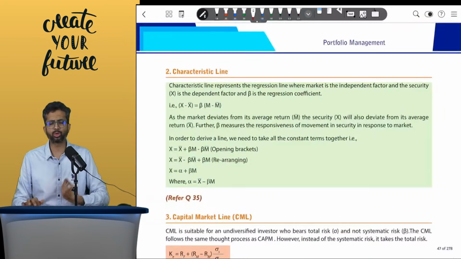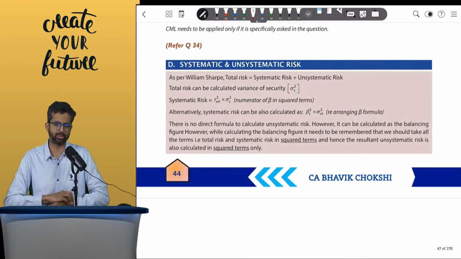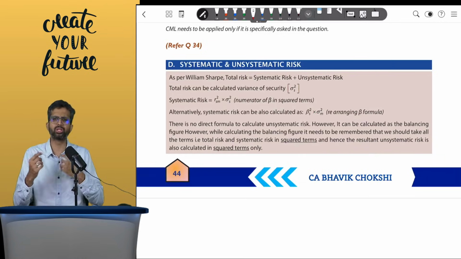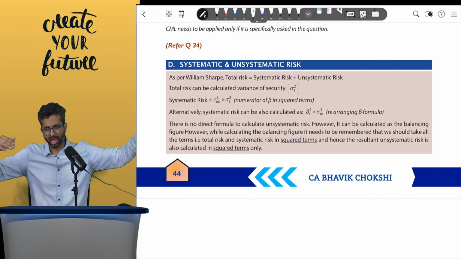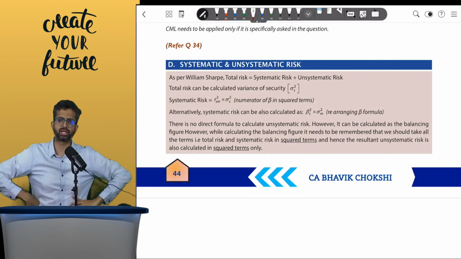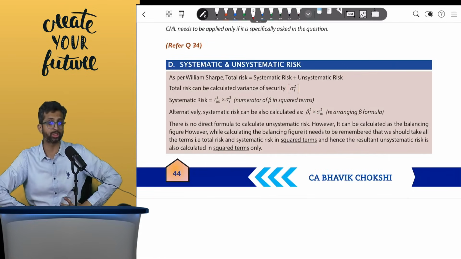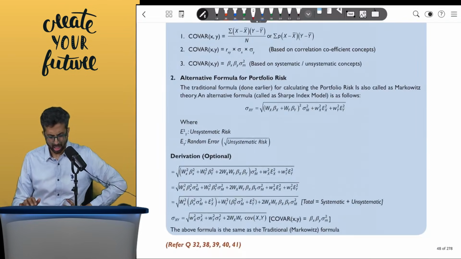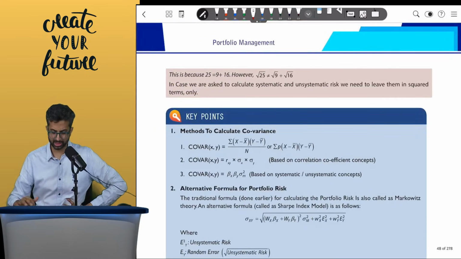So one formula to find the systematic risk would be correlation squared into the standard deviation of the security squared. Or if you were to rearrange the beta formula, you will multiply the beta with the standard deviation of the market and square it. That can also give you exactly the same measure for the systematic risk. Unsystematic risk again is like the balancing figure.